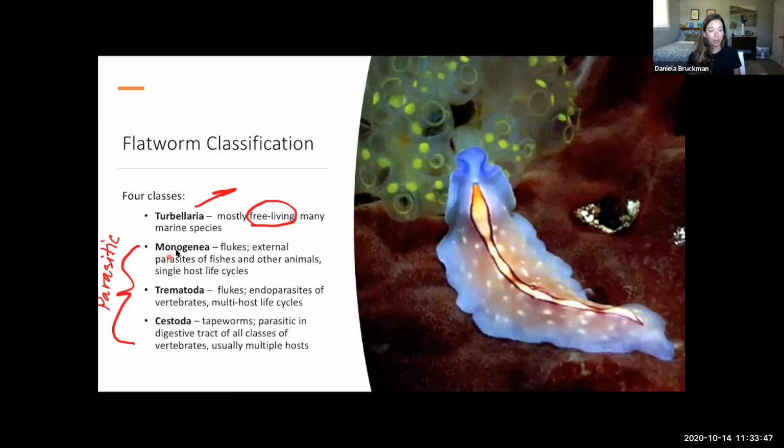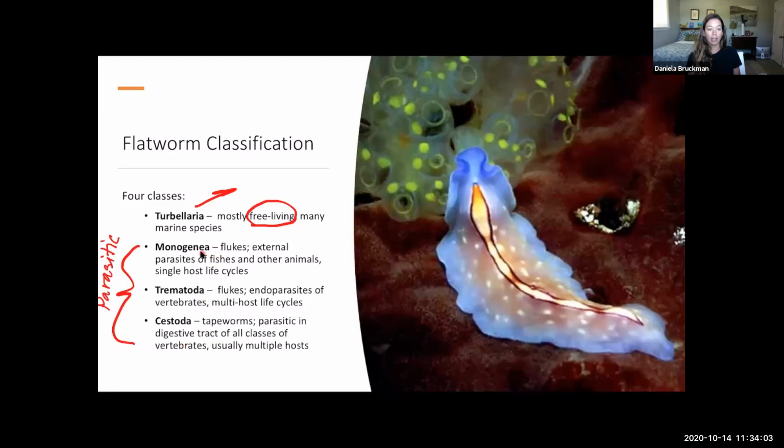But these 3 groups, the Monogenea, the Trematoda, and the Cestoda, are all different types of parasitic flatworms. And we're gonna go through each of these classes as well. Before we do, let me just point out some important features.